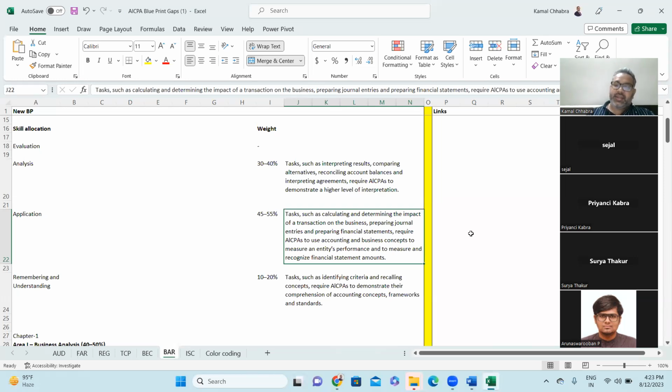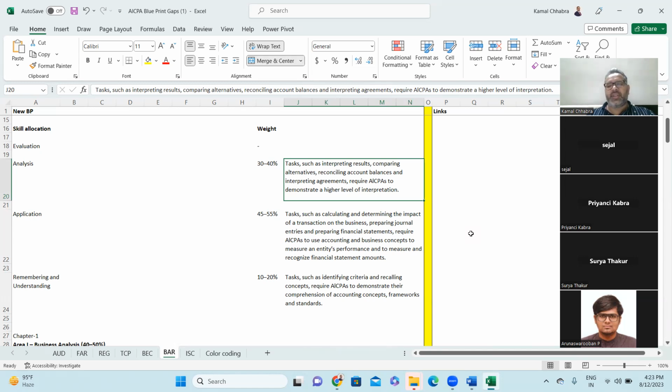Third one is the analysis. Analysis is like a case study, where they will give you certain figures, facts and information and ask you to analyze the situation and give a response to it. That is called analysis skill. So these are the 3 skill sets that would be tested in the BAR examination.